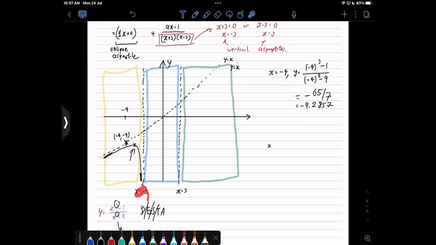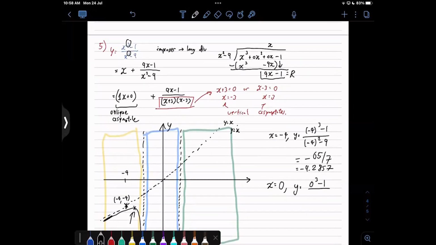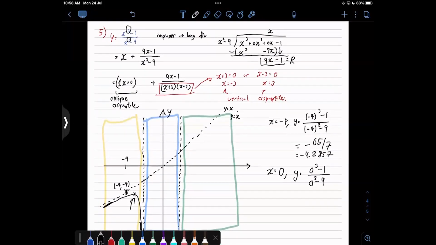Here it's between -3 and +3. So I'm just going to pick the easiest x value ever, which is 0. Why? It's just 0 to the power 3 minus 1 over 0 squared minus 9. Then you get -1 over -9, which is +1 over 9. So (0, 1/9) is over here, right?